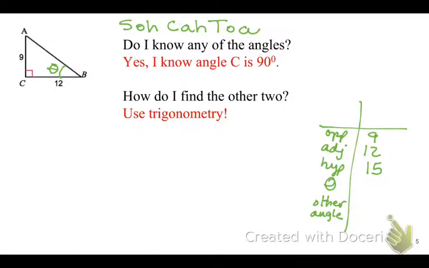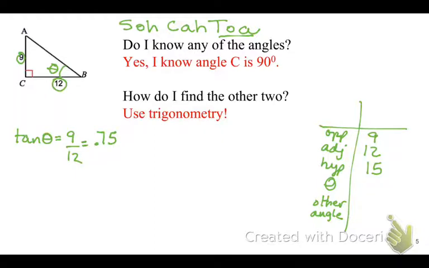We have our opposite and we have our adjacent, and we know that the function that deals with opposite and adjacent is tan. There's TOA right there. Tangent is opposite over adjacent. So the tangent of theta is going to be equal to the opposite, which is 9, over 12. I can divide that with my calculator. It's equal to 3/4, which is equal to 0.75.